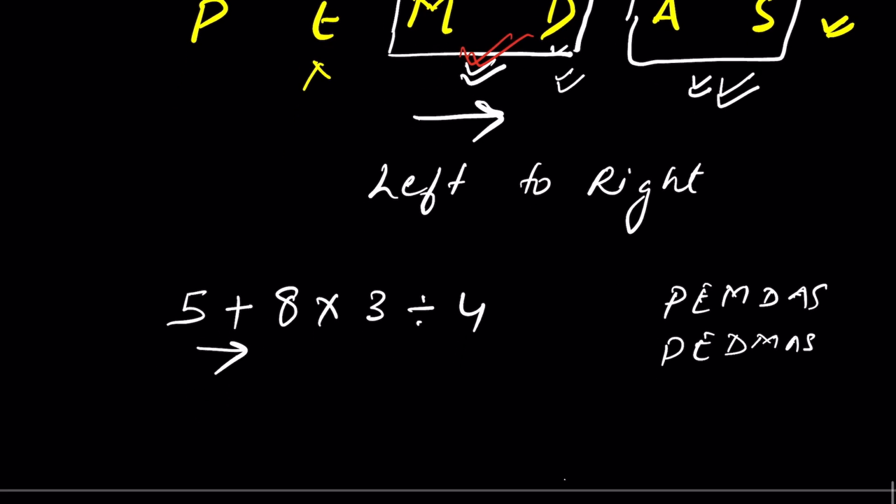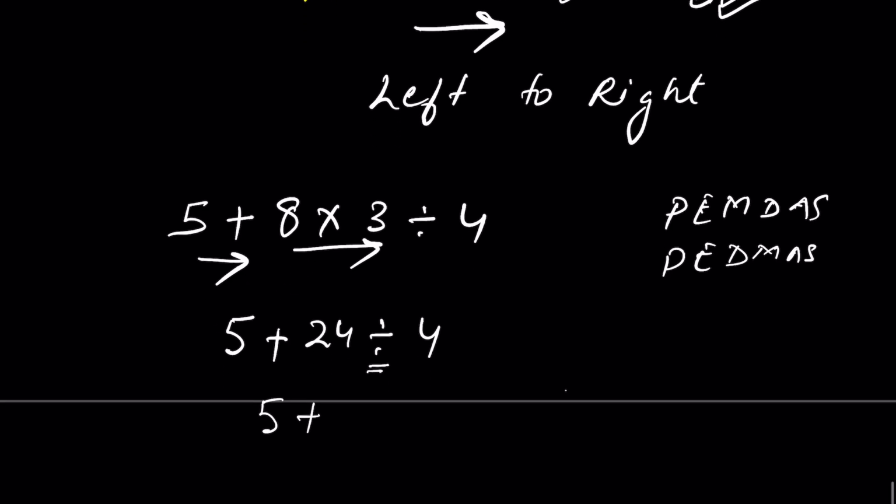So if you get addition first, you will not solve addition first. It will be 5 plus, then from left to right multiplication is first, so 8 times 3 is 24, then divided by 4. Again division will be done before addition, so 24 divided by 4 is 6. 5 plus 6 is 11. 11 is the correct answer.